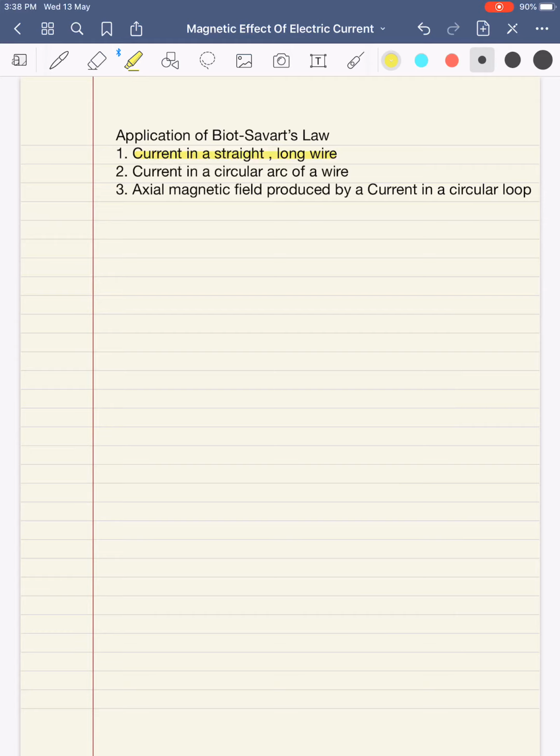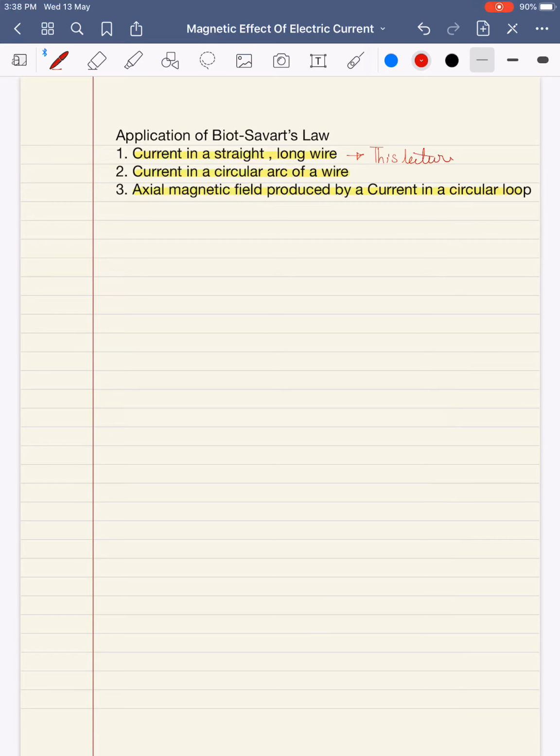Then the second application is if a current is flowing in a circular arc of a wire. So, what would be the magnetic field at the center of the circular arc? And the third one is the axial magnetic field produced by the current in the circular loop. But as of now we'll be learning about the current in the straight long wire, that we'll be learning today in this lecture.